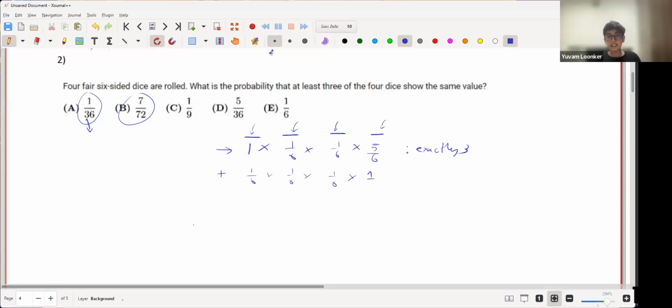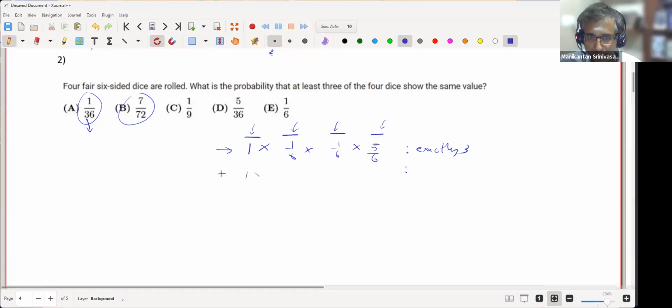And in the other one, I'm doing exactly 4. Exactly 4. You might as well write 1 into 1/6 into 1/6 into 1/6, the first one is right, just for symmetry. Yeah. So you meant 1 into 1/6 into 1/6 into 1/6. Okay. There's a flaw in this. Rohan, can you identify what the flaw is?